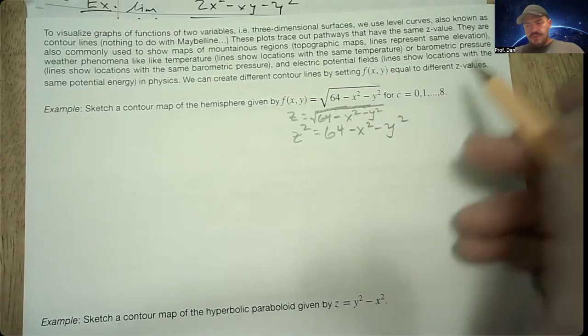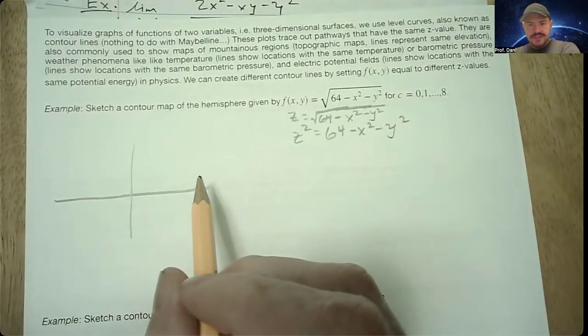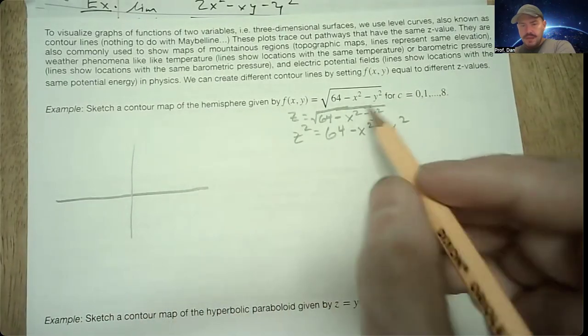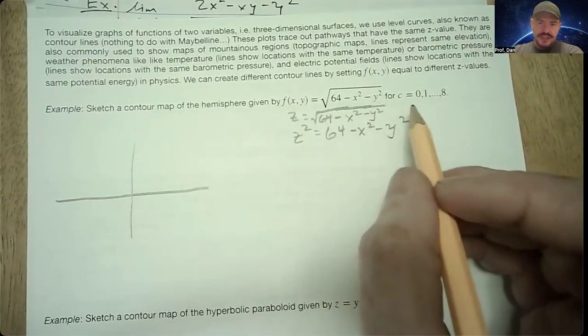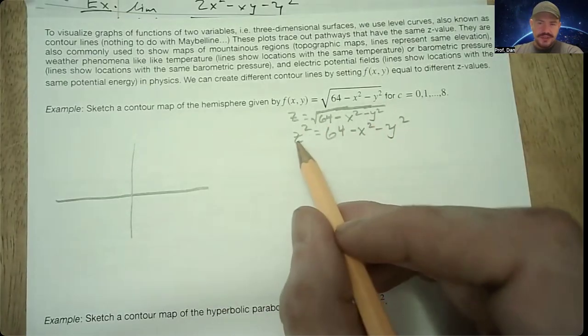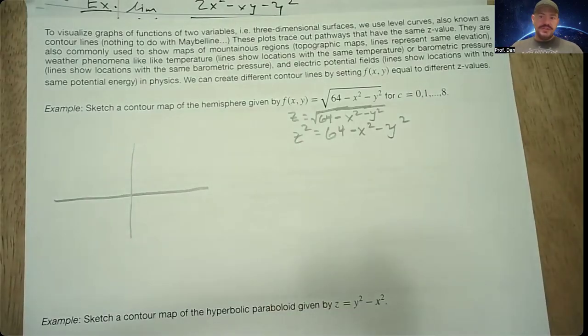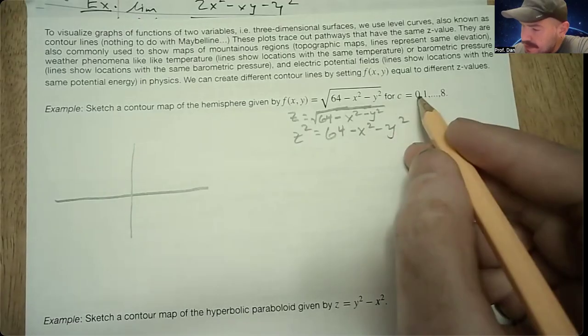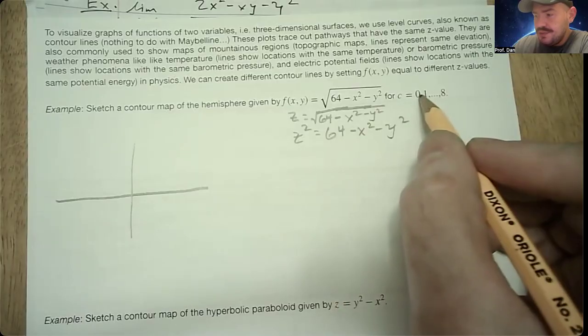So essentially, this plot is going to be a bunch of two-dimensional graphs, okay? And the way that we figure out what those two-dimensional graphs look like is we take each of these values and we substitute them for z. Because remember, each graph is going to correspond to a set of points that have the same z coordinate on the three-dimensional graph.